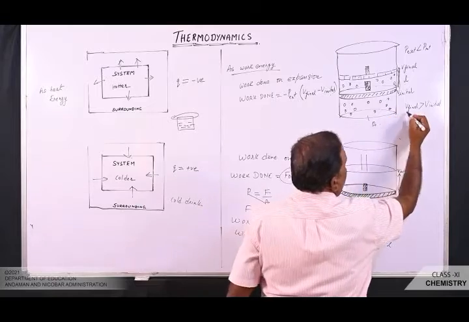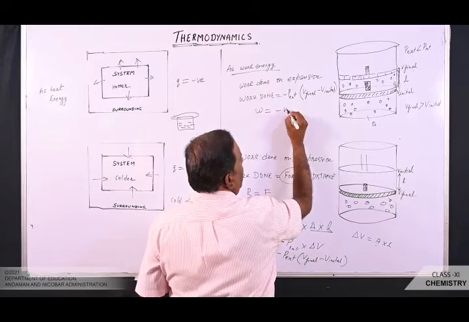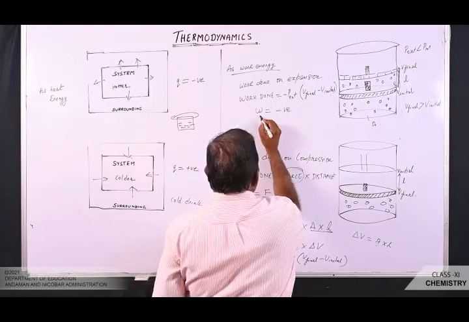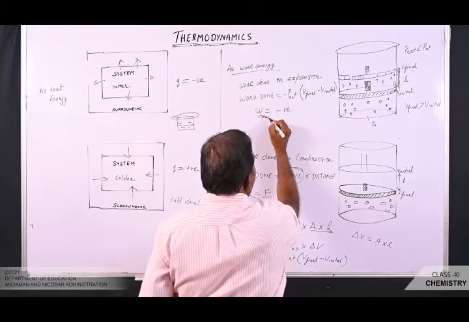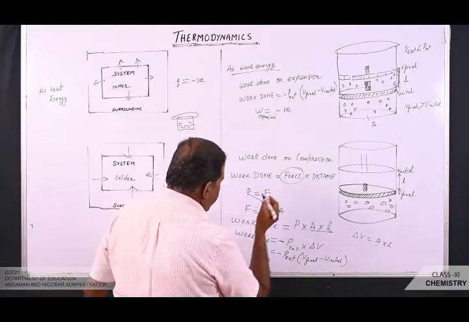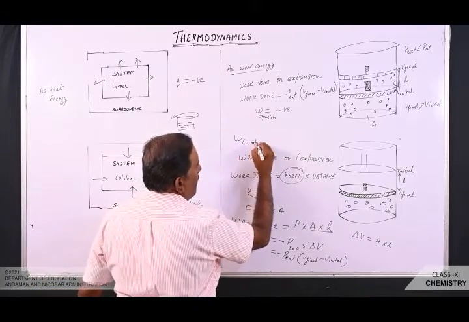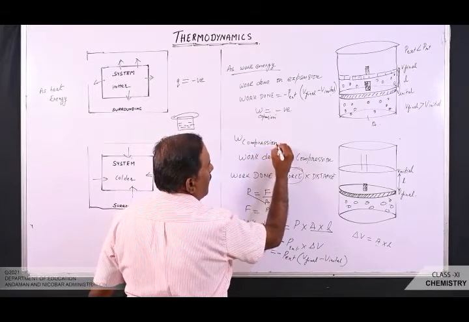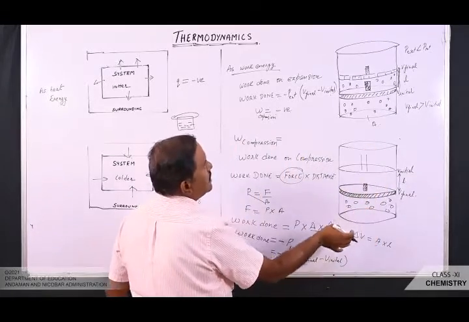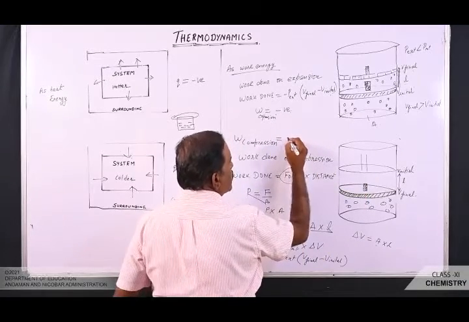Okay. Now, here V final is greater, so W is negative. Here the system does the work, that is work of expansion. So, work of expansion is negative. Now, for the case of compression, I can write work of compression. Here W is positive. So, work is done on the system, this is by the system and this is on the system. So, we can write it as positive.